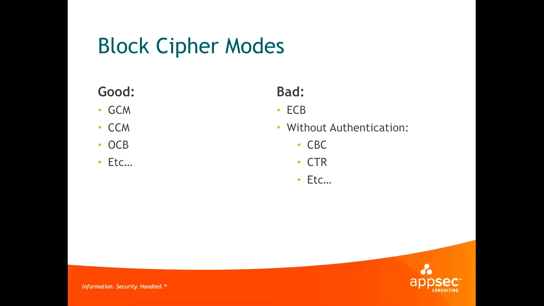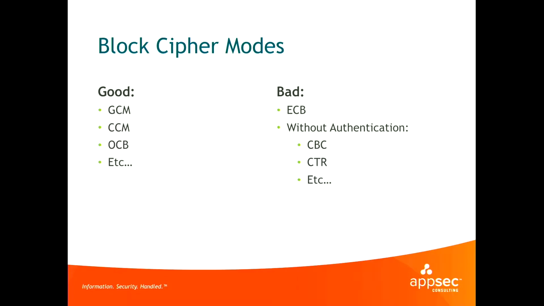Bad comes in two classes. ECB is bad in a very, very special way. It actually reveals the structure of the data. It doesn't reveal the data itself, but it makes it clear what the structure of the data is. So, for example, if you have an image, a bitmap, that's encrypted, you can actually see the outline, the major groups, the color blocks, even though it's encrypted.